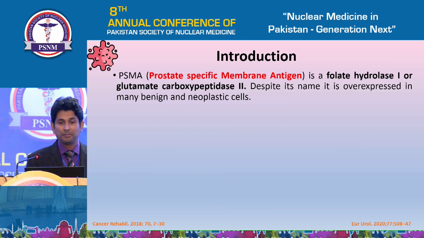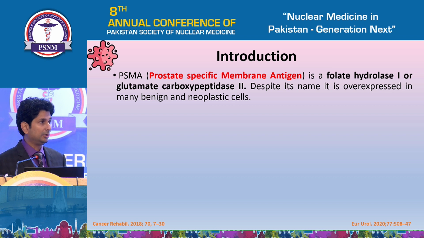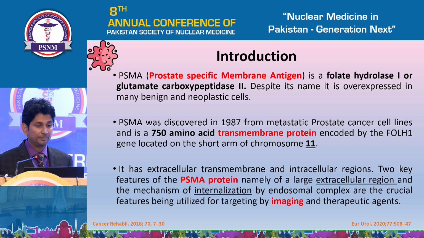Prostate specific membrane antigen is a glycoprotein, as you know. It is a glutamate carboxypeptidase, and it is usually expressed in the prostate, but it can be expressed in benign conditions and in other non-prostate malignancies as well. It was discovered in 1987 from a prostate cancer cell line. It is a 750 amino acid transmembrane protein encoded on the short arm of chromosome 11. I will not go into detail about how it looks. There are two components, extracellular and intracellular, that are used in imaging and theranostic purposes as well.